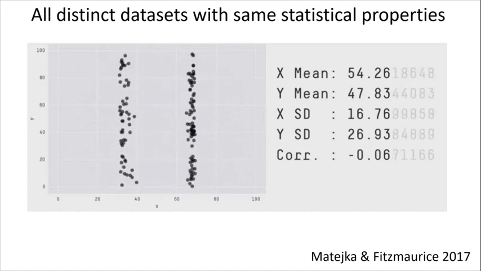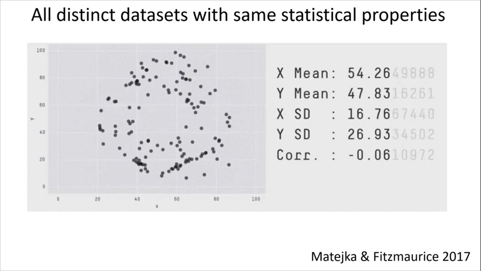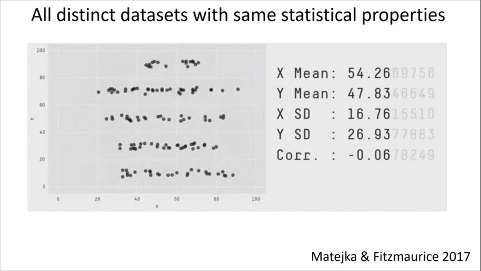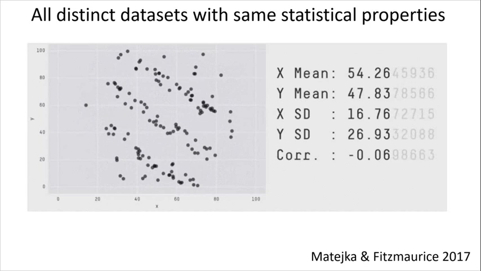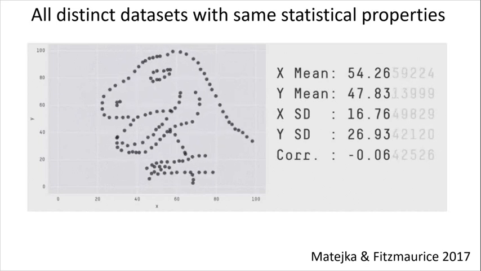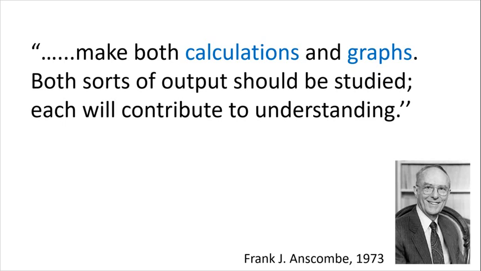But they plot up extremely differently, and this is different from Anscombe's quartet, which half of them had a positive correlation. You can see here that we've got all sorts of stuff going on. None of the same patterns and none of the same relationships at all. Including a dinosaur. All right, so the take-home message again is make both calculations, understand the data, and graphs. Study both. Each is going to help contribute to understanding.